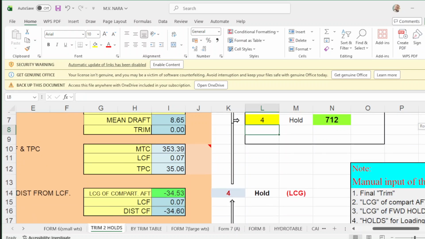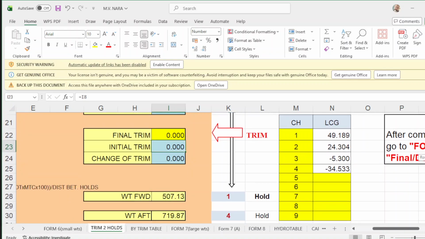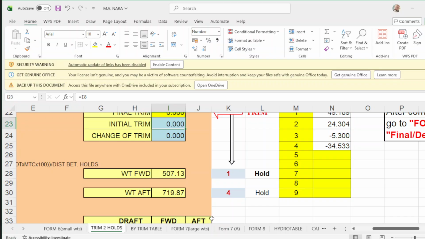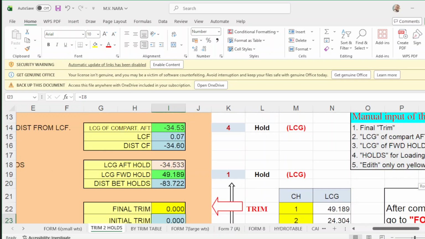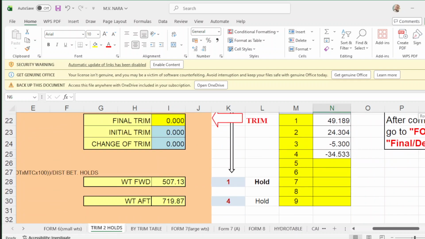And take note that, let's say you have an even keel. Even keel meaning no trim, put 0. And that what will be is recommended to load for hold number 1 and number 4. So the program says you load 507 in hold number 1. So I put here 507 in hold number 1, 507. Okay, and number 4 you should load 720.